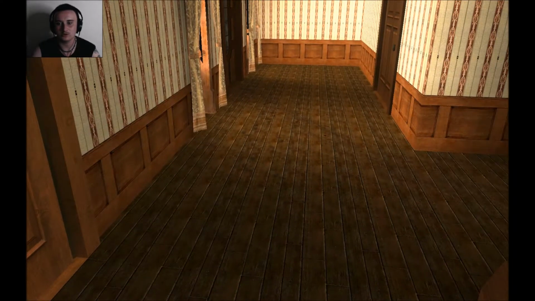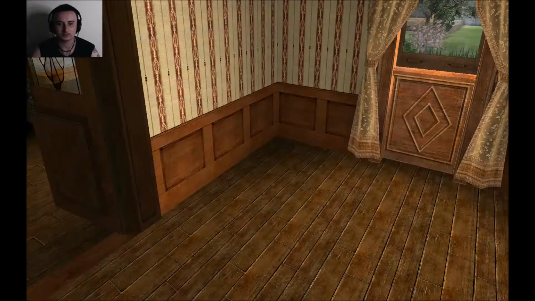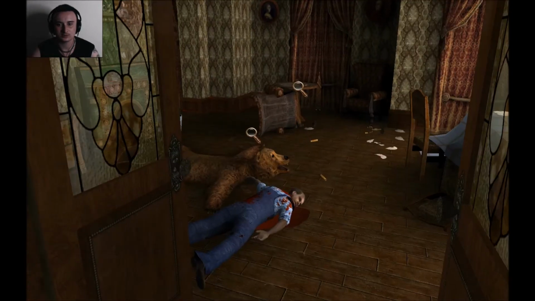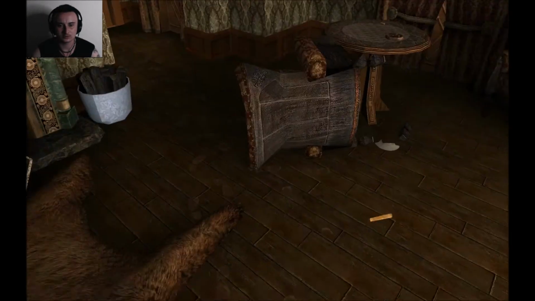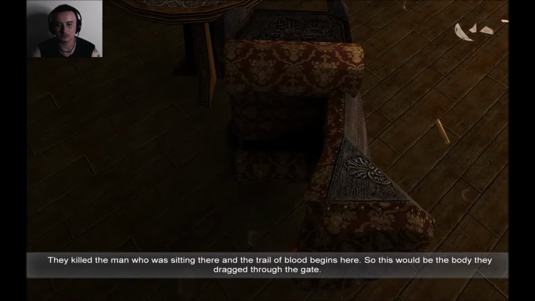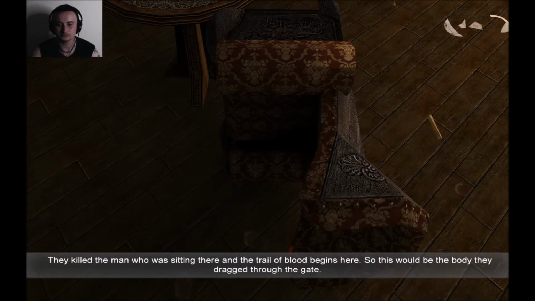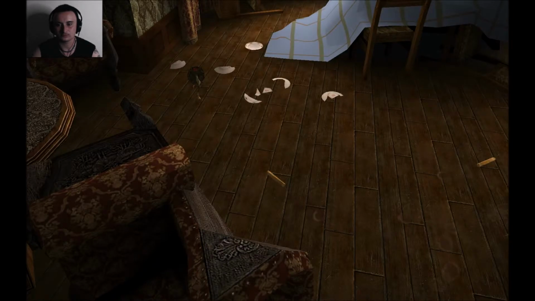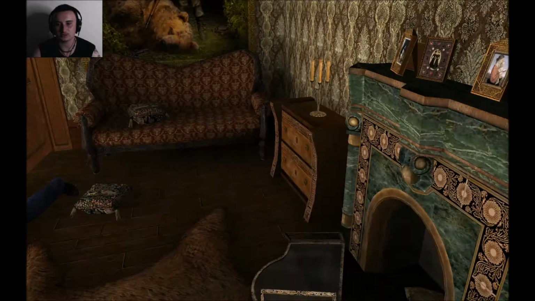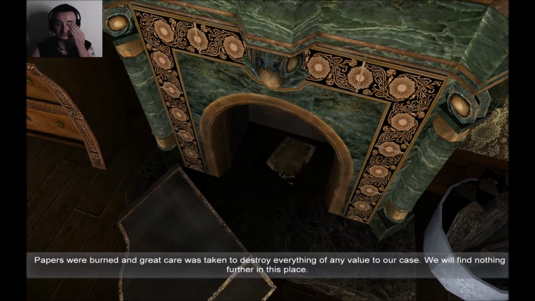Interesting, so someone picked something up off of the floor. They killed the man who was sitting there, and the trail of blood begins here. So this would be the body they dragged through the gate. Interesting. Just making sure we've gotten all the clues. Papers were burned, and great care was taken to destroy everything of any value to our case. We will find nothing further in this place.